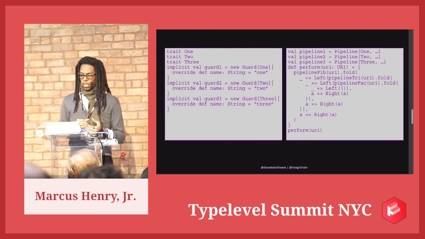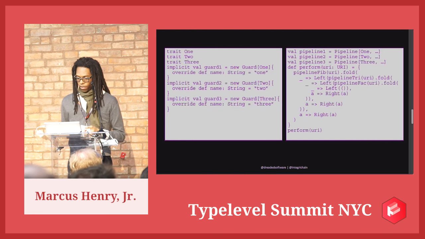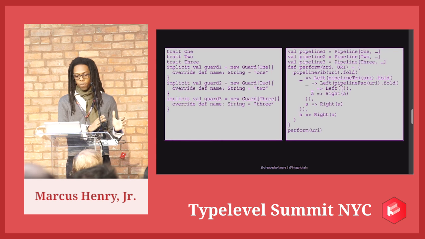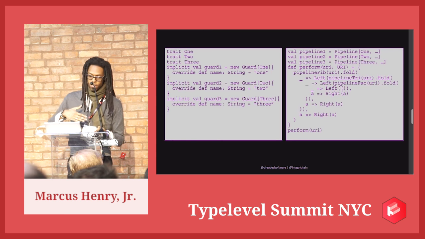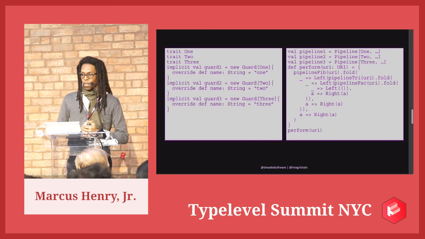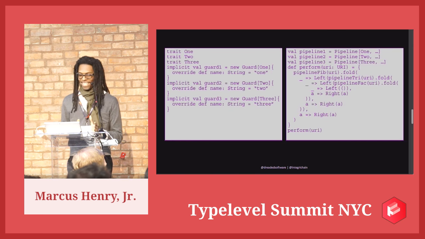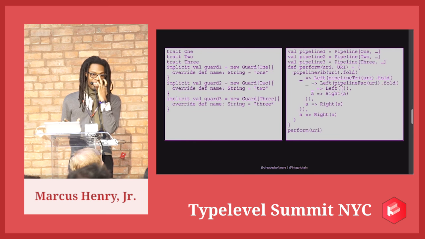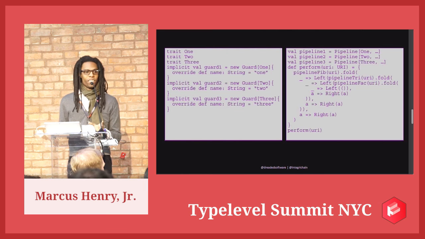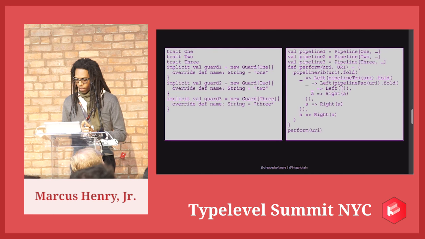Okay, so let's see how that looks in the client code. On the left side, we define some phantom types, just some traits to shove guards around. And then we make our guards, and we make our pipelines. This looks way worse, right? This looks awful. This nested either approach. Our client code sucks. It really does. But this buys us a lot of things.